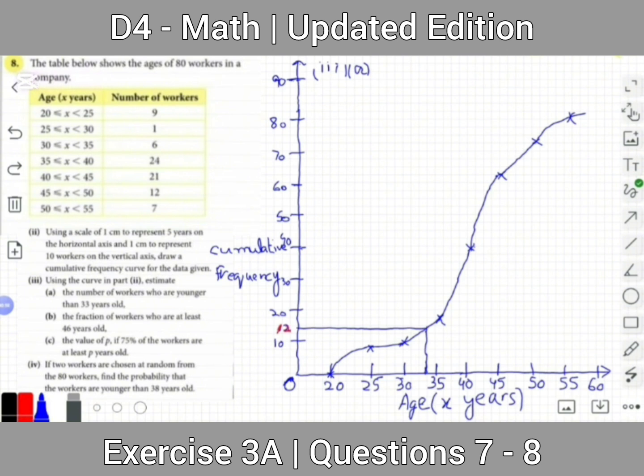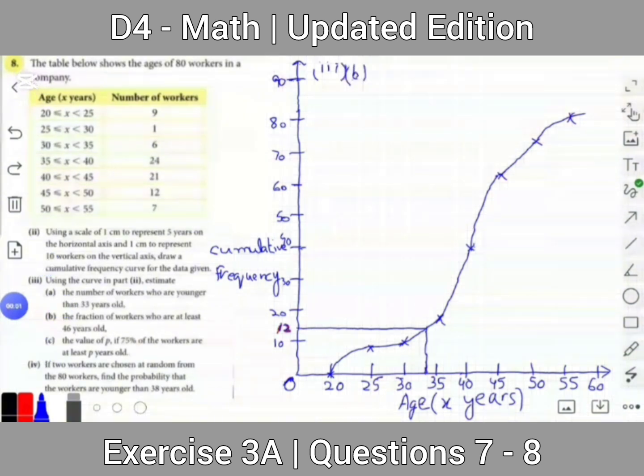So from the curve, the number of workers who are younger than 33 years old is equals to 12.